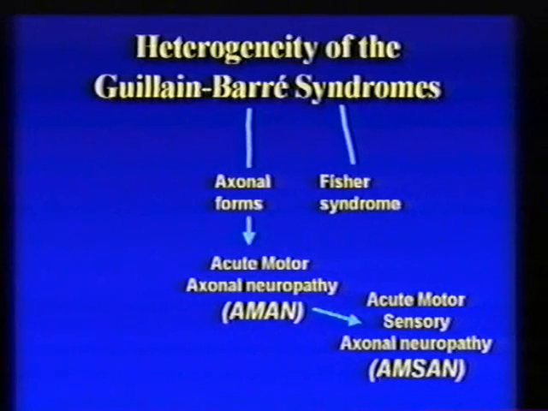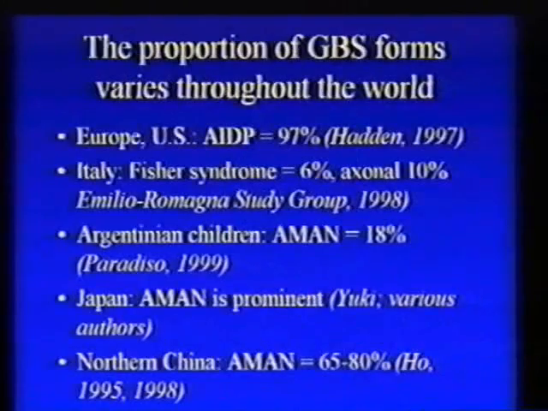So these are the axonal forms again, acute motor axonal neuropathy and AMSAN. This is a disorder that we really came across by dint of what we call the China Project. And the history of this, I'll tell you in a moment. If one looks at the proportion of these various forms of GBS around the world, in Europe and the U.S., AIDP accounts for about 97% of cases. In the developing world, and I guess we have to include Italy in that category, the Fisher syndrome is about 6% and axonal syndrome about 10%.